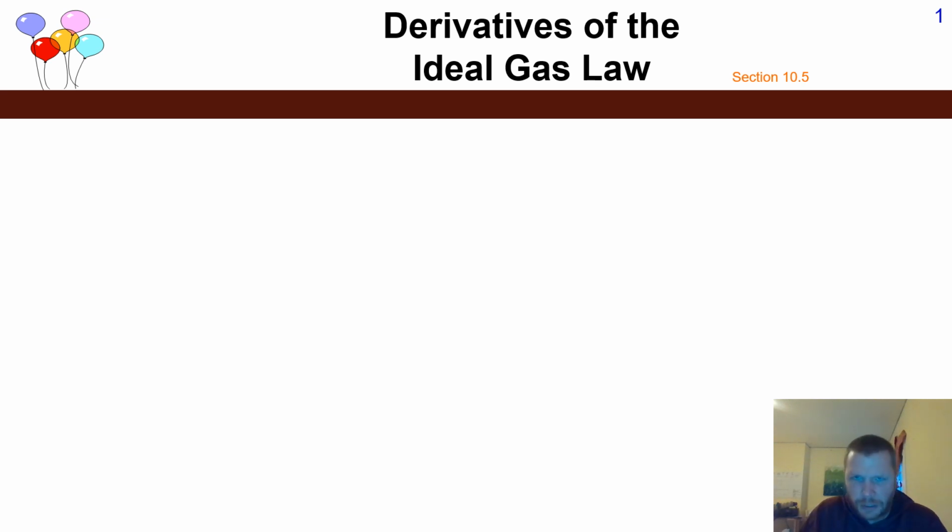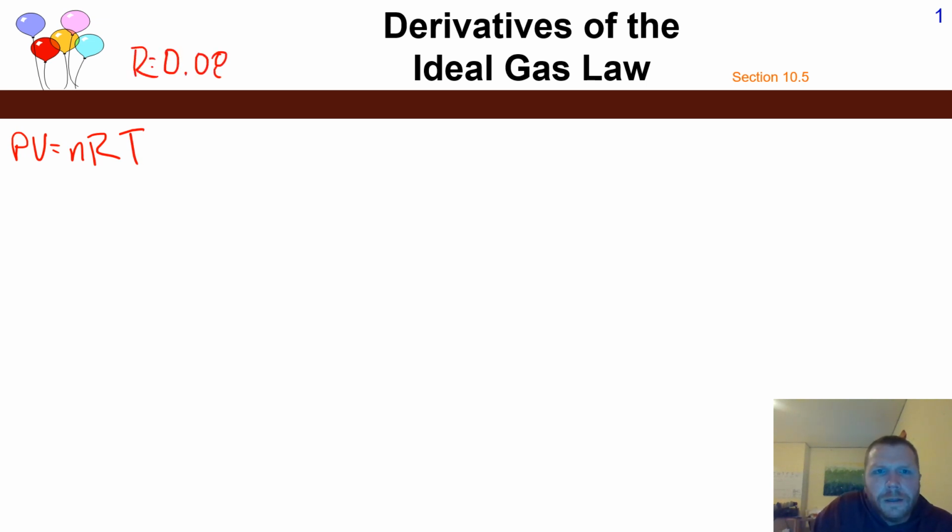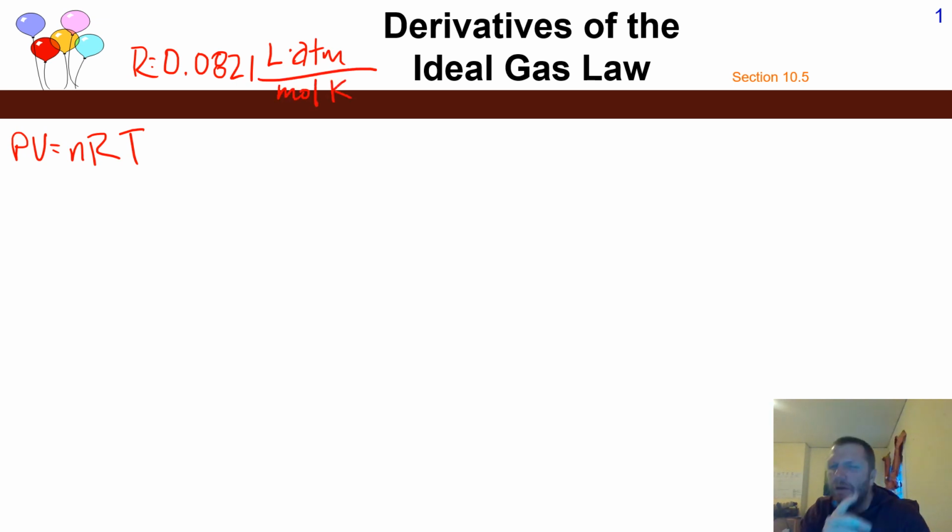Now, when it comes to the ideal gas law, PV equals nRT, R equals 0.0821. I always like to write my units: liters, atmospheres, moles, Kelvin. I like to write it out because then I know that whatever problem I encounter, I have to bring it back to those units, those liters, atmospheres, moles, and Kelvin.